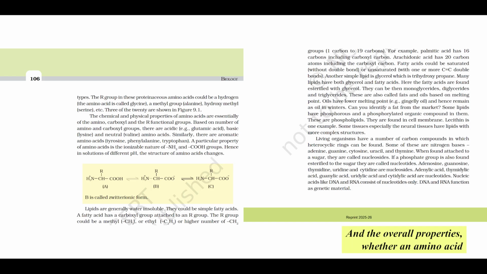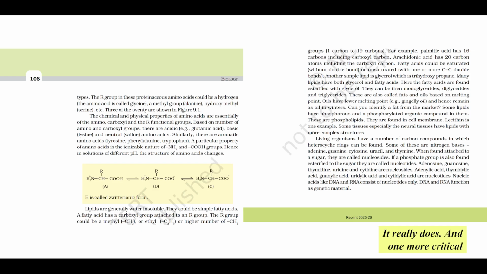Right. And the overall properties, whether an amino acid behaves as acidic, basic, or neutral, depend on the nature of these groups, especially the R group, and whether it has extra amino or carboxyl groups. So you have acidic ones like glutamic acid, basic ones like lysine, and neutral ones like valine. Some also have aromatic rings in their R group, making them aromatic amino acids like tyrosine, phenylalanine, tryptophan. Okay, so the R group dictates a lot.